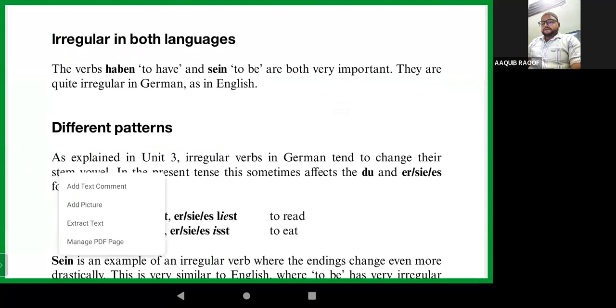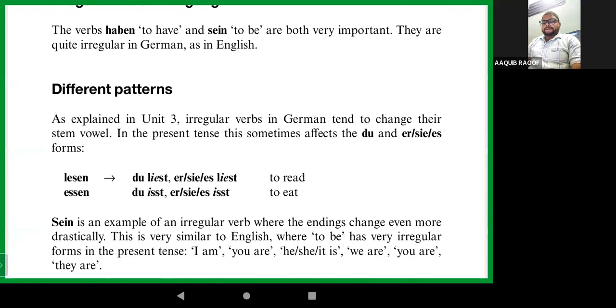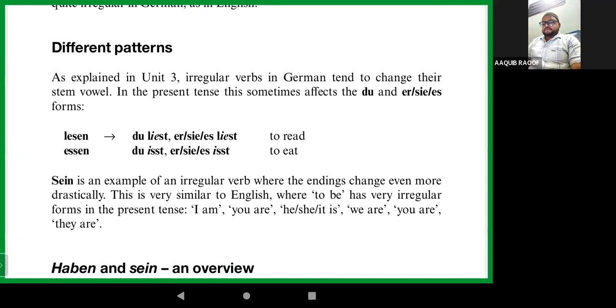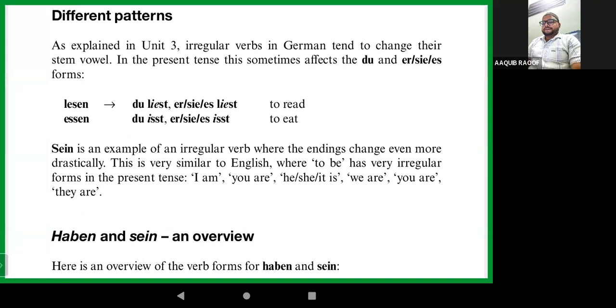The verbs haben, to have, and sein, to be, are both very important. They are quite irregular in German as in English. What is the difference? As explained in Unit 3, irregular verbs in German tend to change their stem vowel. In the present tense, this sometimes affects the du and er, sie, es forms.